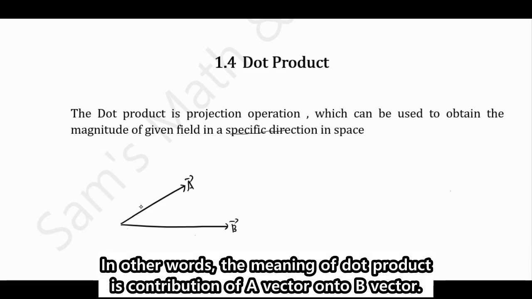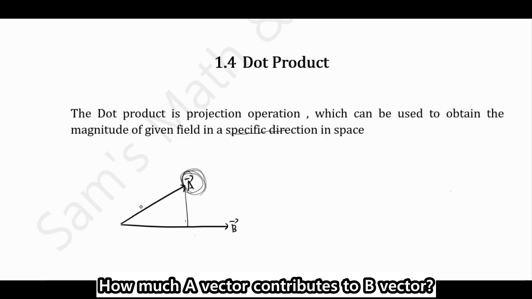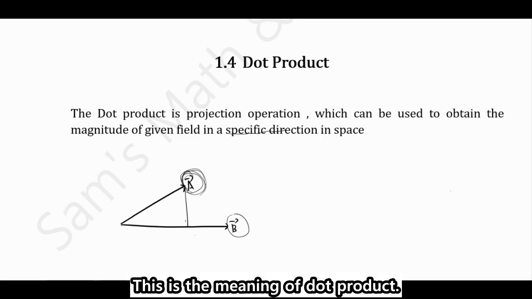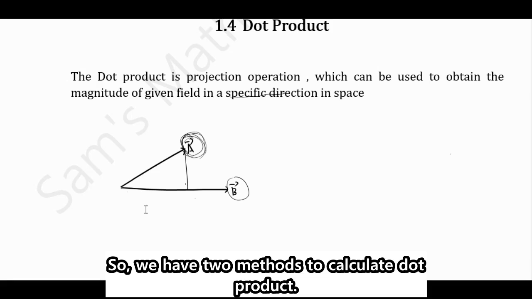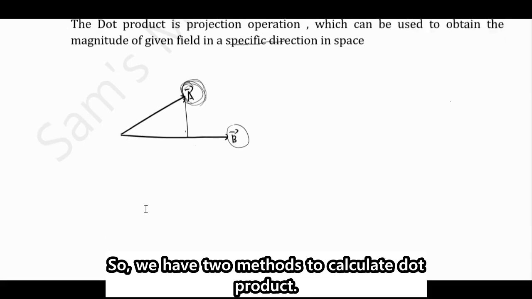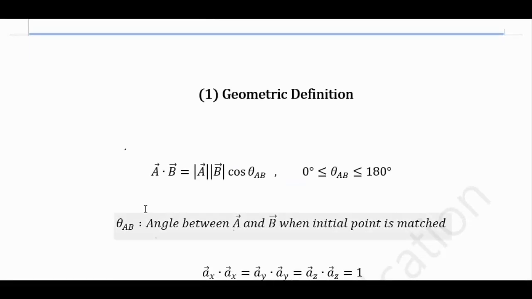So in other words, the meaning of dot product is the contribution of A vector onto B vector. How much does A vector contribute to B vector? This is the meaning of dot product. So we have two methods to calculate dot product. First is using the geometric definition.